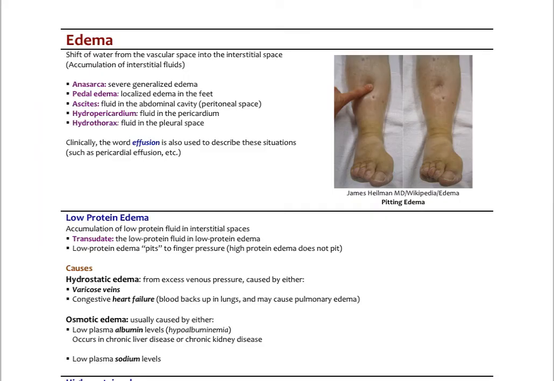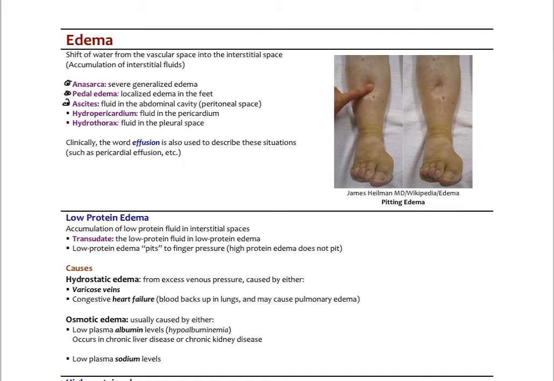Next, I want to talk about edema, and that is a shift of water from the vascular space into the interstitial space. It's basically accumulation of interstitial fluids. There's different terms that are important to know related to edema. So anasarca is severe generalized edema. That's edema all over the body, the face, the arms, the legs, and so forth. We have pedal edema, which is localized just to the feet. When it's in the ankles and lower legs, that's no longer pedal edema. Pedal edema is just the feet.